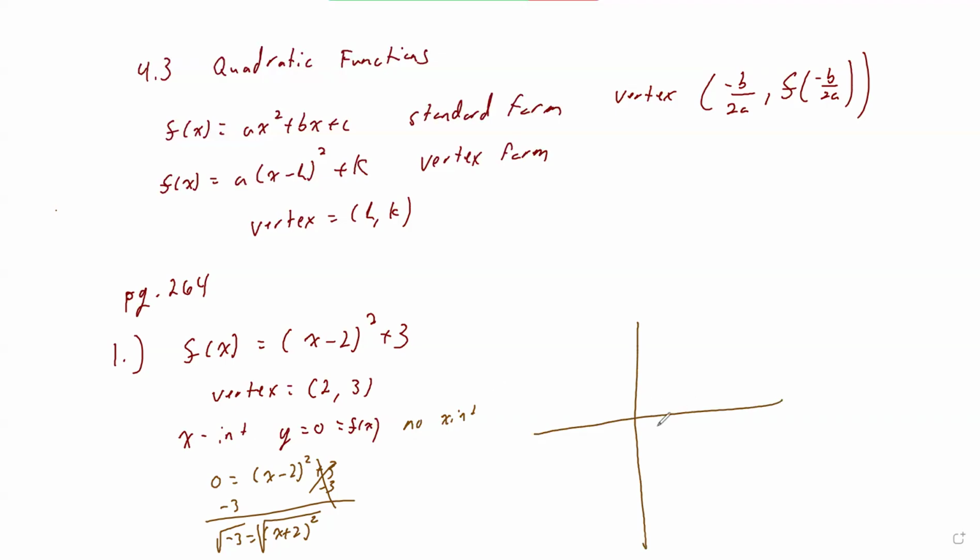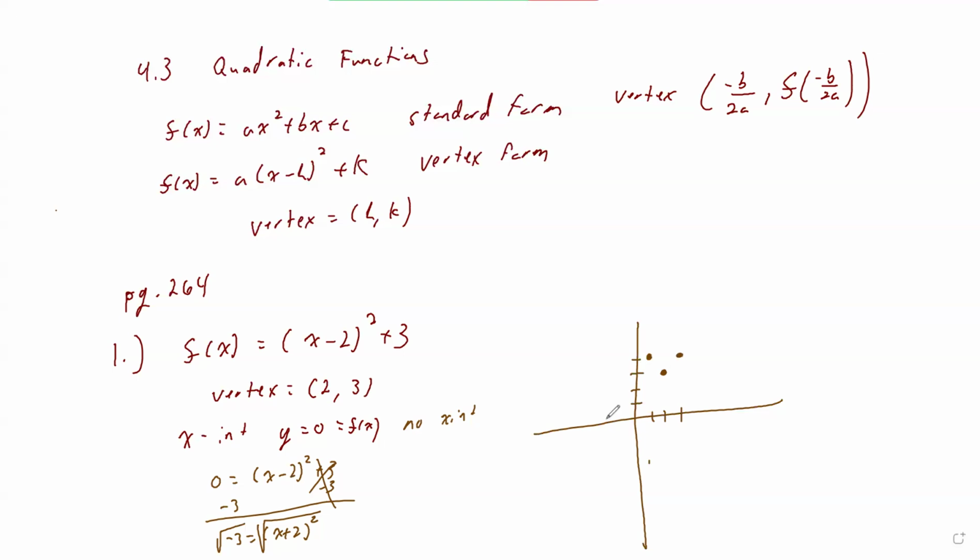So I start with the vertex. So 1, 2, 1, 2, 3. Just locate it right here. Then just pick the values to the left and the right. It makes it super easy. If I choose 1, it's going to be 1 minus 2 squared, which is 1, plus 3, which is 4. So this ends up being 1, 4. If I pick 3, that's 3 minus 2 squared, which is 1. 1 plus 3 is 4.